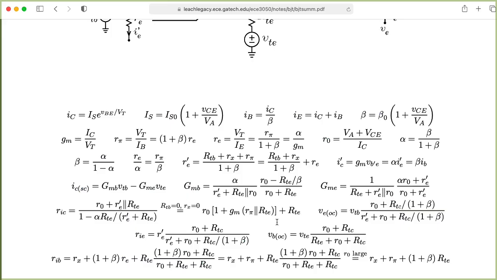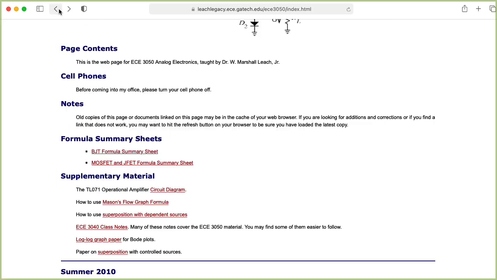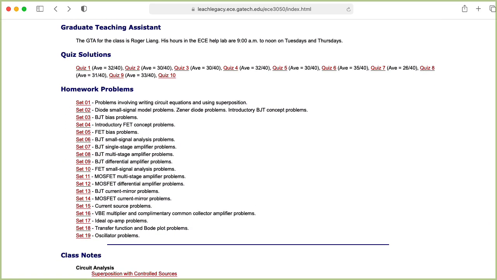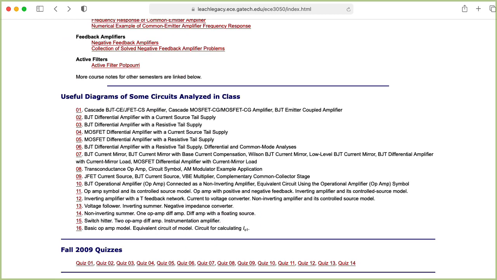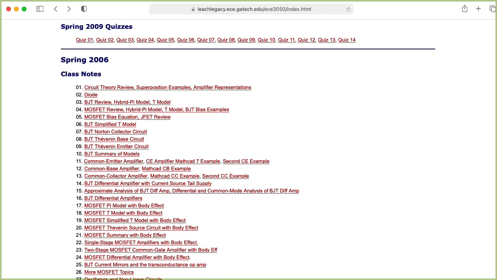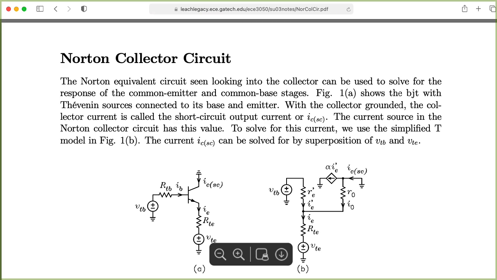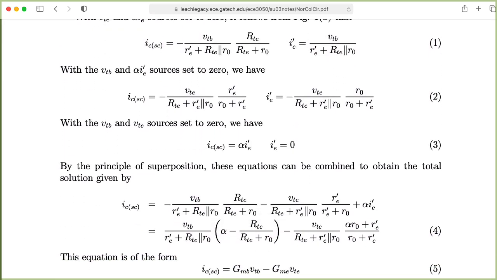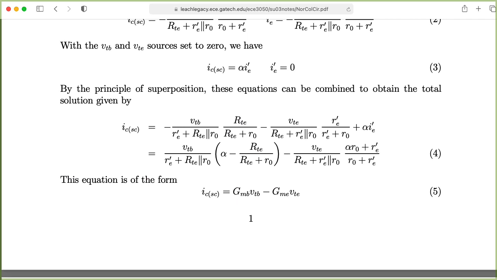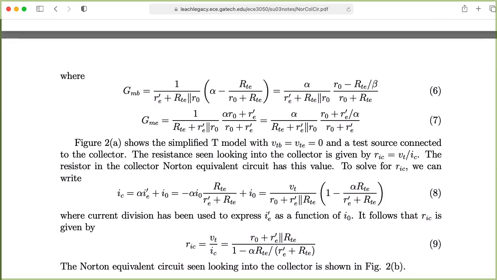Now, if you really want to see where these messy formulas with R0 in its full R0 glory come from, you can go to Marshall's 3050 website, and if you scroll past 2010 and scroll all the way down to 2006, if you look up in the write-ups he has here, you'll see BJT Norton collector, Thevenin base, Thevenin emitter. If you look at these, you'll see where he goes through all of the details, including R0. But it gets pretty messy, so I'm not going to worry about that here. But it's there if you're interested.